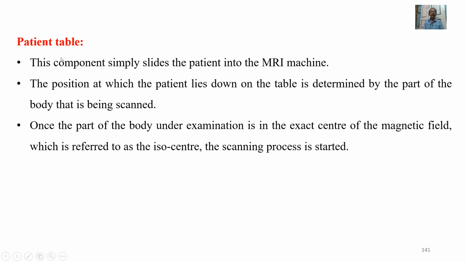Patient table. This component simply slides the patient into the MRI machine. The position at which the patient lies down on the table is determined by the part of the body that is being scanned. Once the part of the body under examination is in the exact center of the magnetic field, which is referred to as the isocenter, the scanning process is started.